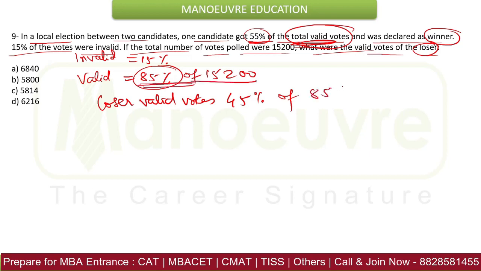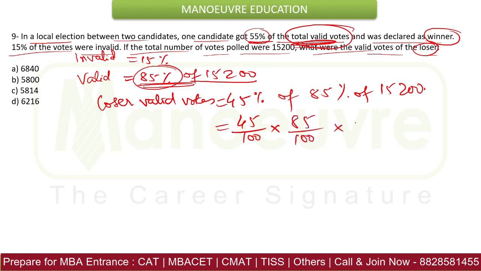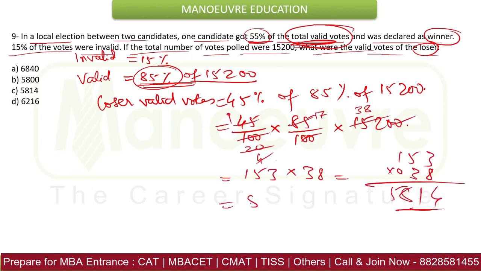that will be 85% of 15200. So this will be 45 upon 100 into 85 upon 100 into 15200. 5814 will be your final answer. Option C will be the final answer here.